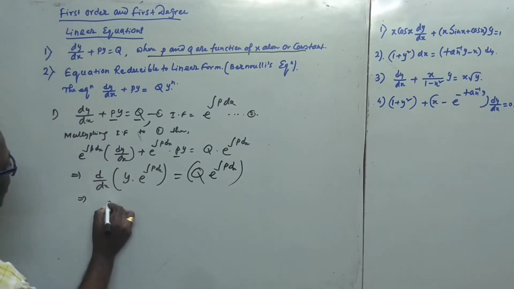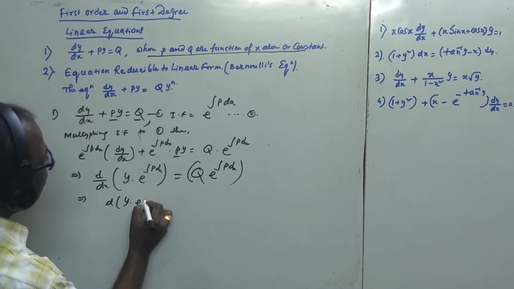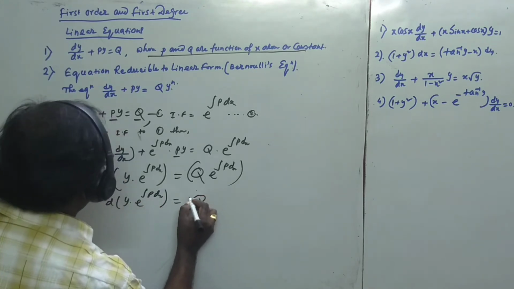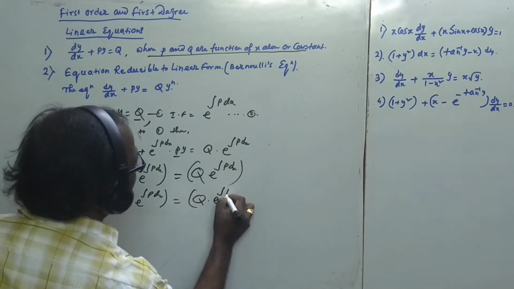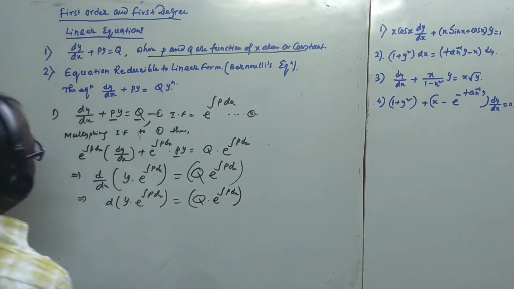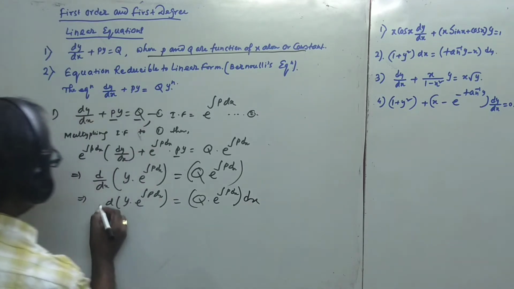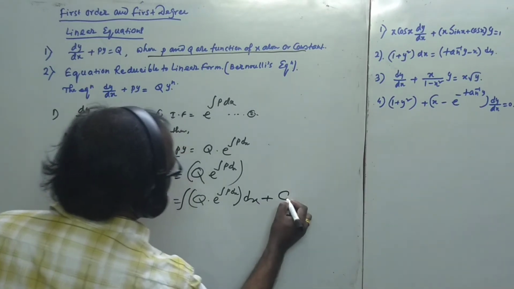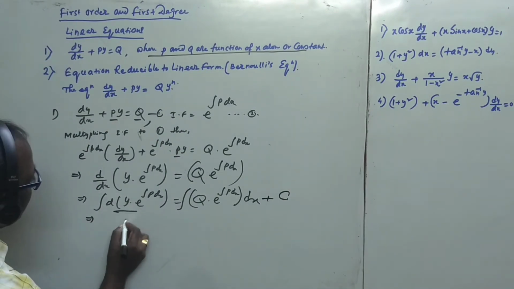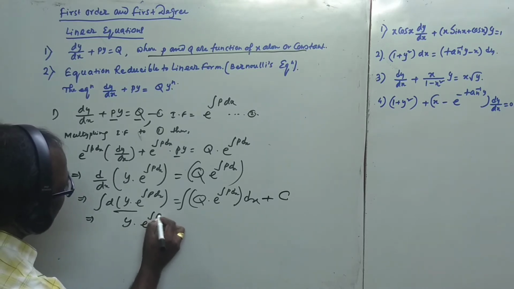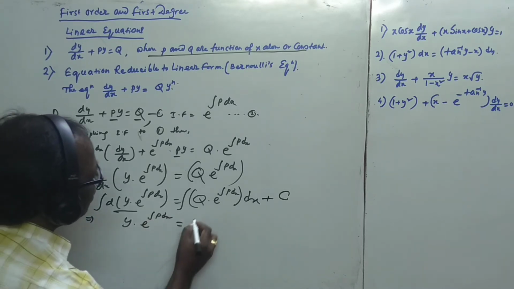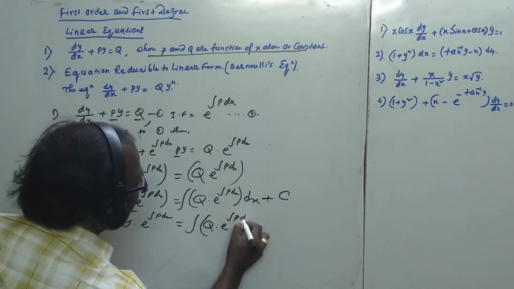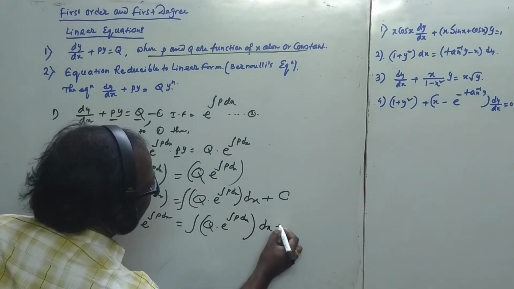Again see, that is d of y into e to the power integral P dx, and that is equal to Q into e to the power integral P dx, and this is dx here. Integrate this, then we get C here. C is called the integration constant. So y times e to the power integral P dx is equal to the integral of Q into e to the power integral P dx dx plus C.